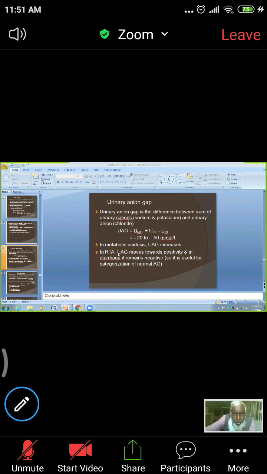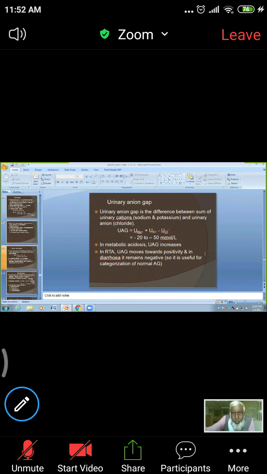Okay, and in RTA the anion gap moves towards positivity, and in diarrhea it remains negative. So it is useful for understanding the difference between diarrhea and renal tubular acidosis. That means for categorization of normal anion gap. Is it clear? Next we will be discussing our next topic.